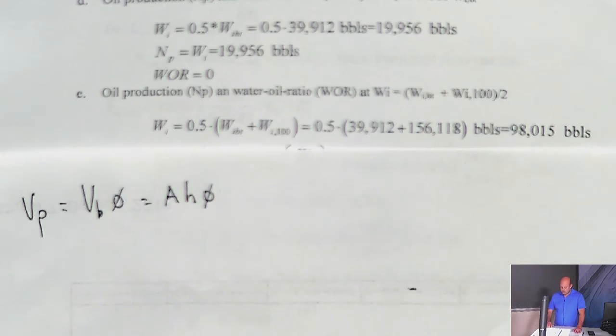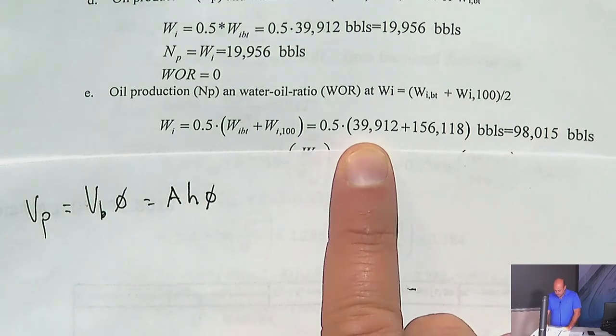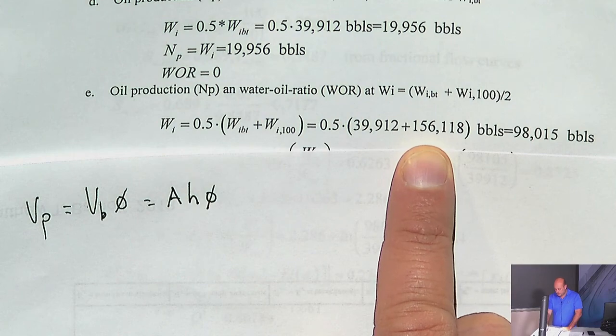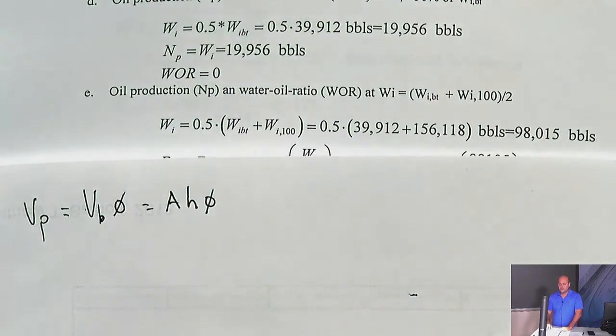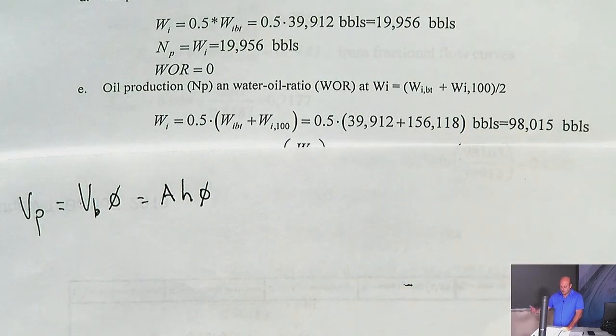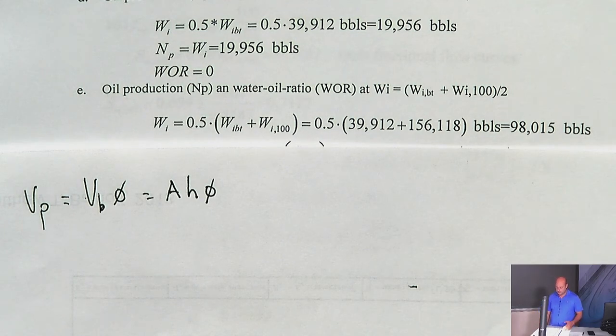First thing is we need to calculate what WI is, right? And so we know that water injected at breakthrough is 39,000. Water injected at 100% sweep efficiency was 156,000. I asked for the halfway point in that, so that's 98,000. Now, I do not expect to have produced 98,000 barrels of oil because this is after breakthrough and I've started producing some water. So I expect my answer to be less than 98,000. If I get a number that's greater than that, then I probably made a mistake.